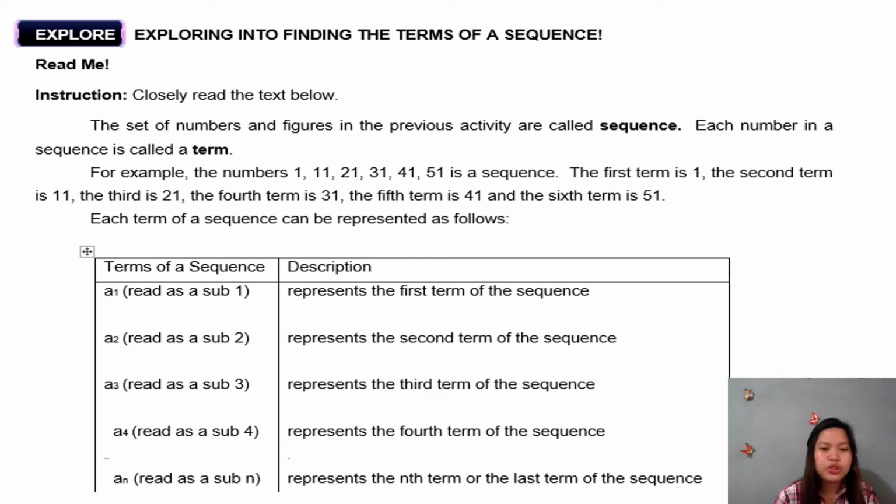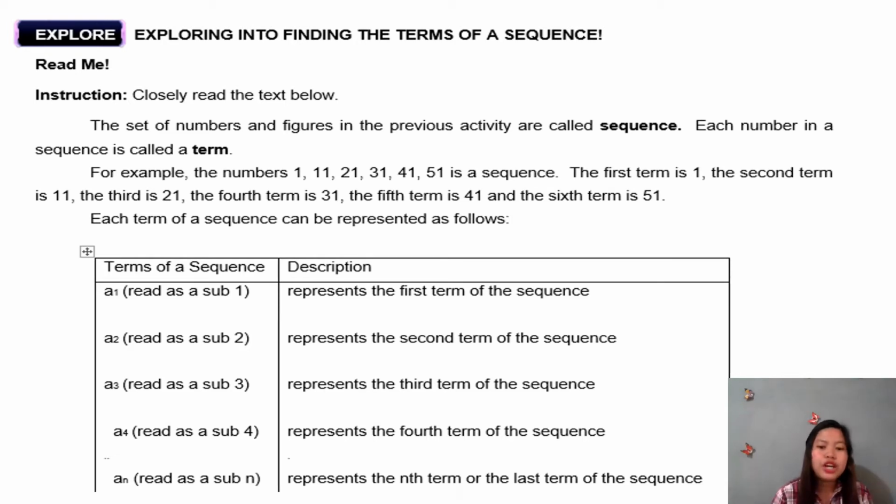A sub 1. So the terms of a sequence we denote as A sub 1, or we read as A sub 1. This represents the first term of the sequence. So our A sub 1 is 1. What does A sub 1 mean? The first term of a sequence. Again, A sub 1 is the first term of a sequence. A sub 2 is the second term of the sequence. What is our A sub 2 there? That is equal to 11.